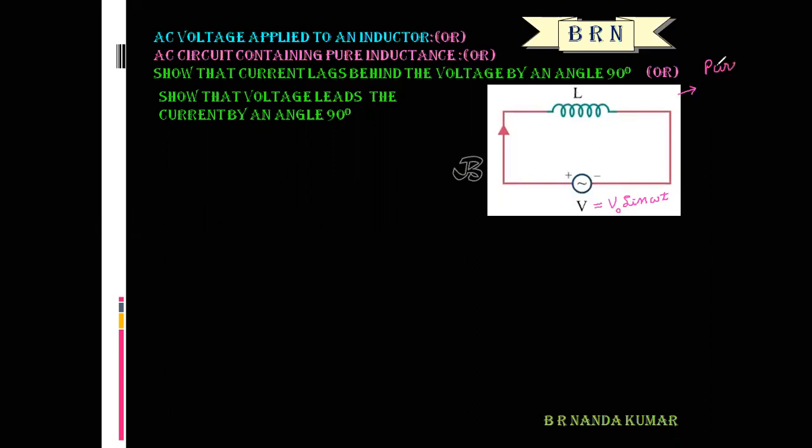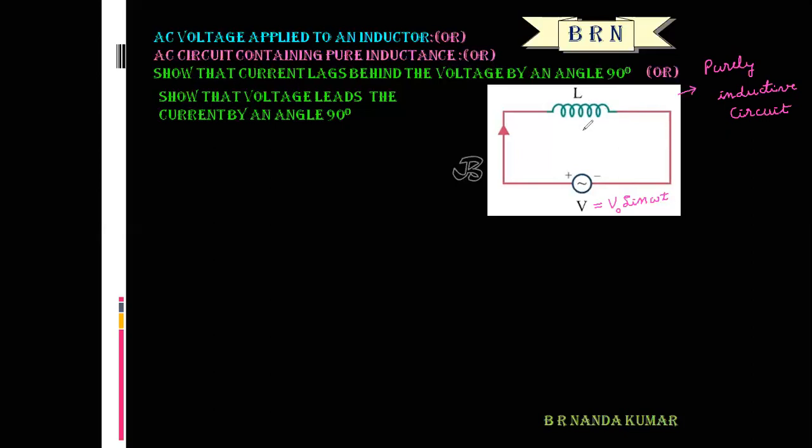What is the meaning of purely inductive circuit? AC voltage applied to a circuit containing only an inductor is called a purely inductive circuit. Purely resistive means AC voltage is applied to a circuit containing only a resistor. So this is the purely inductive circuit. That means AC voltage is applied to a circuit containing only an inductor.